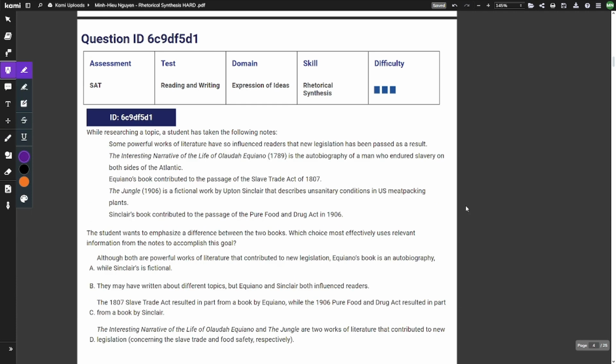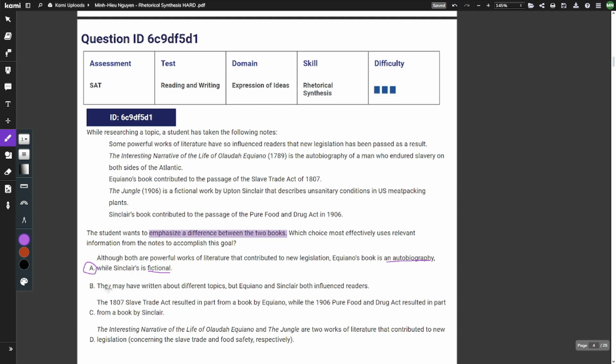Question number 4, let's find a task, and we already know that's going to be anything after "wants to", so it's going to be emphasize a difference between the two books. Let's look at our answer choices. A. Although both are powerful works of literature that contributed to new legislation, Equiano's book is an autobiography while Sinclair's is fictional. So yes, it barely says a similarity, but the main point trying to get across is that one book's an autobiography and the other book is fictional. So your answer is going to be A.